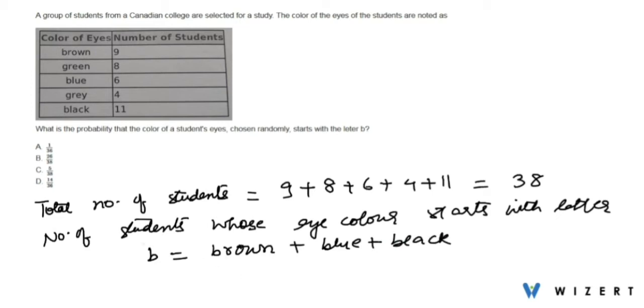So let us add that. So brown will be 9 students, blue will be 6 students and black will be 11 students. So this addition gives 26.